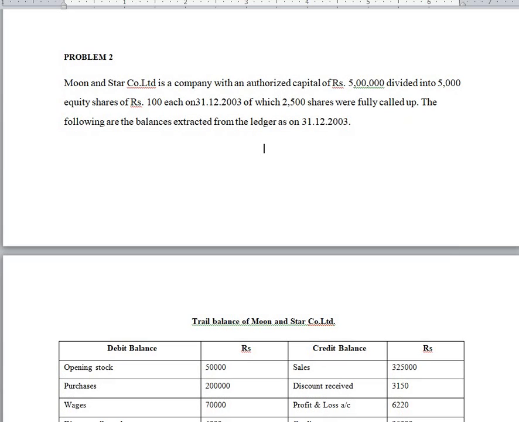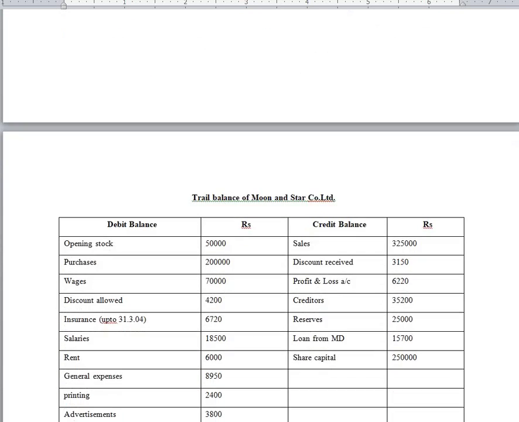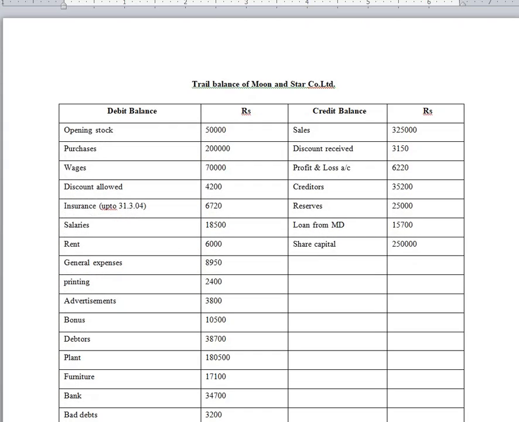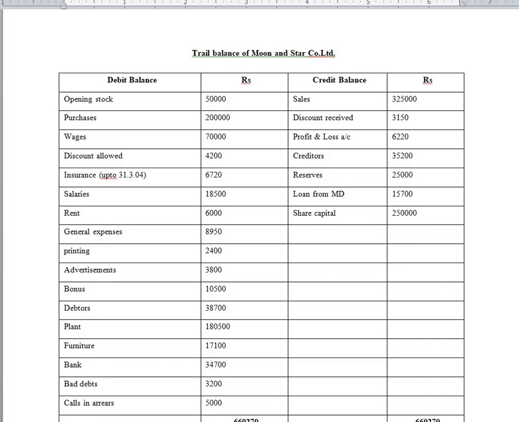So let us see. We don't have to bother about all these things while doing a statement of profit and loss account. So the first thing what we are going to do is to identify which items will come under what heads from the trial balance given in the question. Now, let us see what all the items are given in the trial balance of Moon and Star Co Limited.